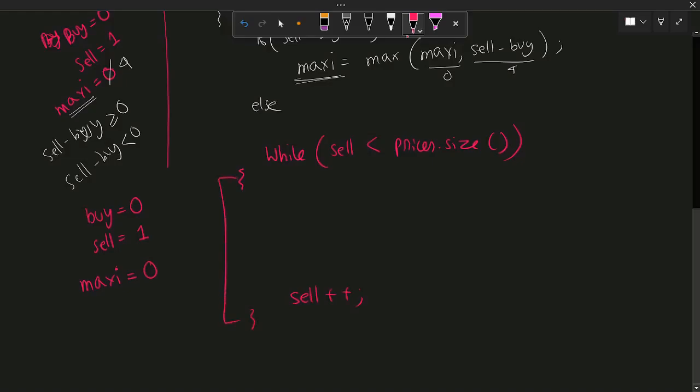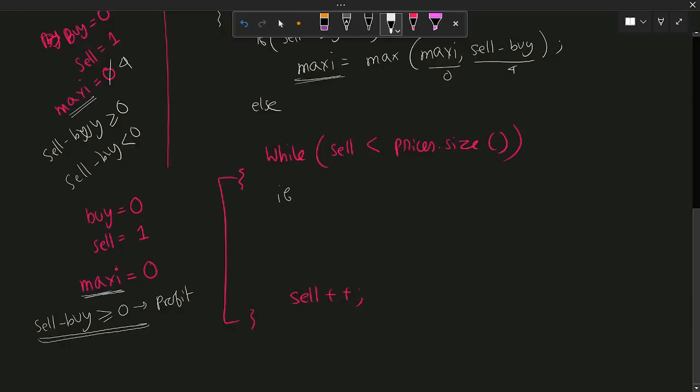Now there are two conditions we have to keep in mind. One is profit, another is loss, right? If sell minus buy is greater than or equal to 0, then we have profit, else we have loss. If we are having profit, then we will not move the buy pointer. We will only move the sell pointer, and we will compare with the maxi and update the maxi profit to the maximum value.